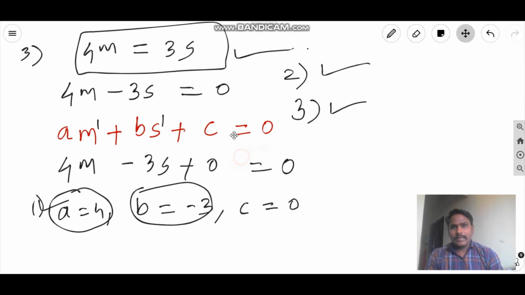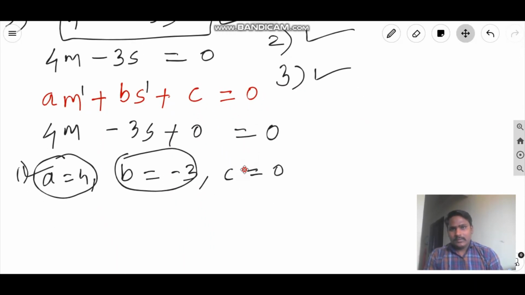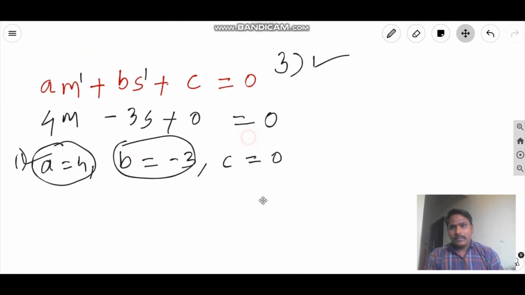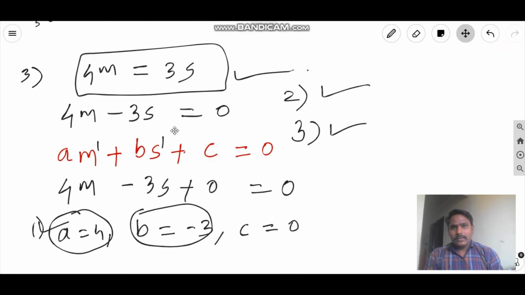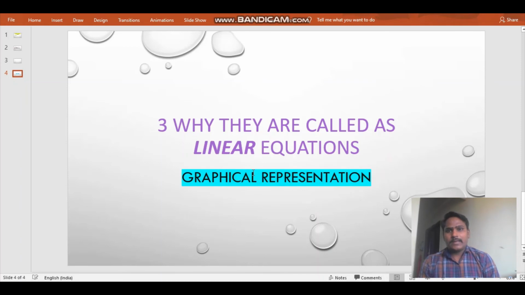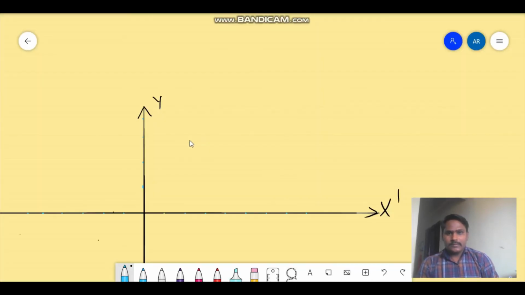So in this way we can use the standard form to check whether the given equation is linear. We will move to our last part, which is the last part of today's lecture: the graphical representation of linear equations in two variables. And here we will get our answer why these equations are called linear equations.